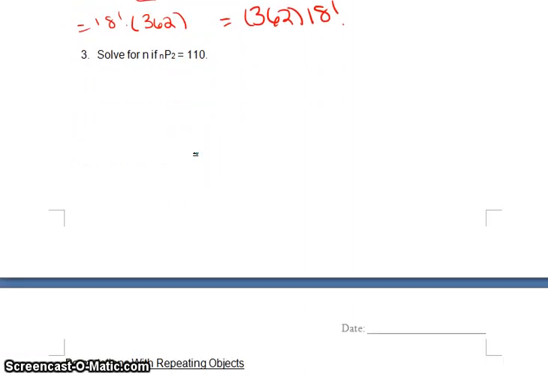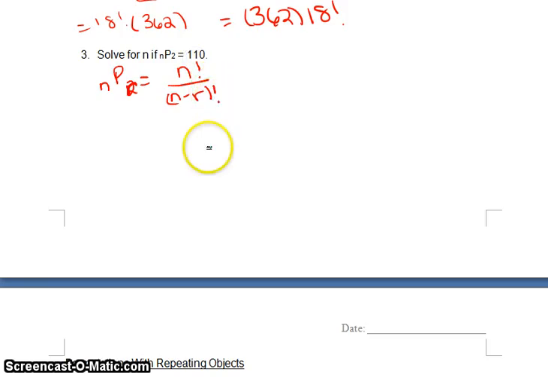So example number 3 here. Here we need to solve for n. This is nP2 is equal to 110. If you're wondering where on earth we should start here, whenever you don't know where to start, you start off with what you know. You know that nPr is equal to n factorial divided by n minus r factorial.